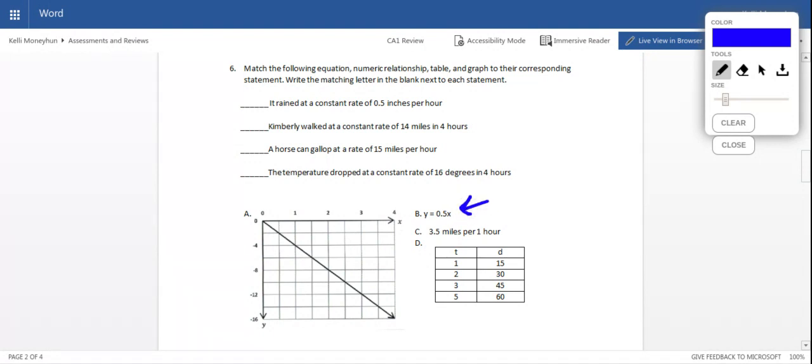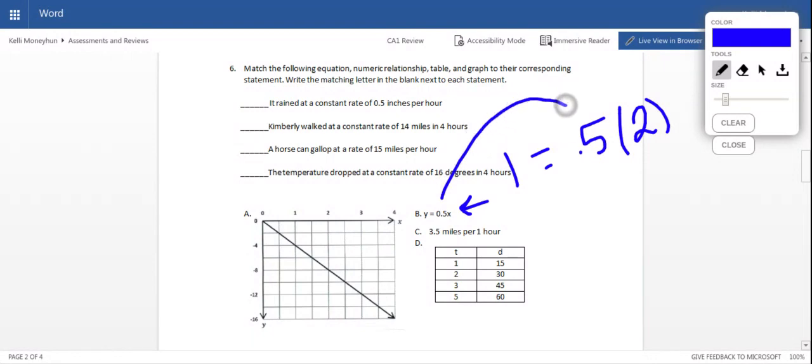Okay, this is saying that something equals 0.5 times x. Okay, so let me look at all of my answer choices. First one says it rained at a constant rate at 0.5 inches per hour. So, for example, if it rained 0.5 inches for 2 hours, it would give me 1 inch.